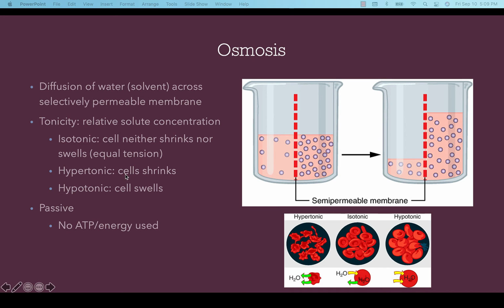So water molecules tend to diffuse into a hypertonic solution. So the water is leaving the cells into the hypertonic solution. There's more solute outside the cells, and so the water is going to go to that region of higher solute concentration.